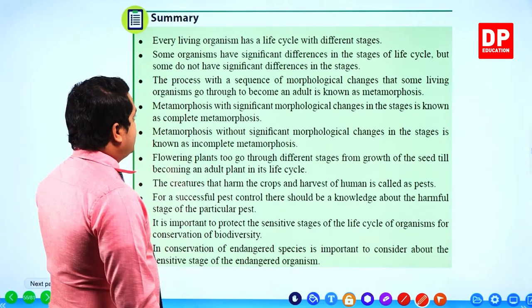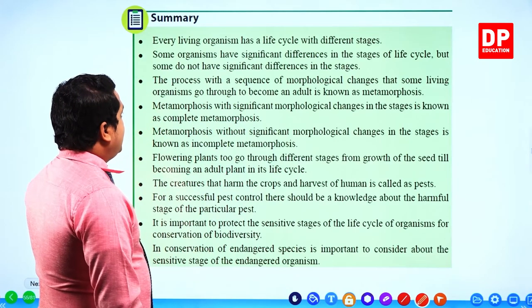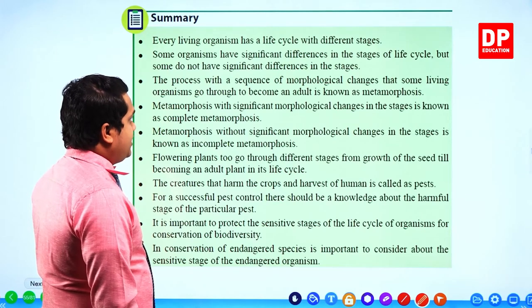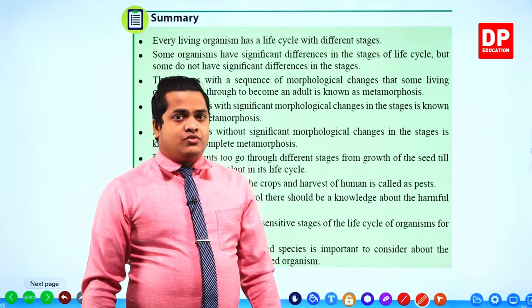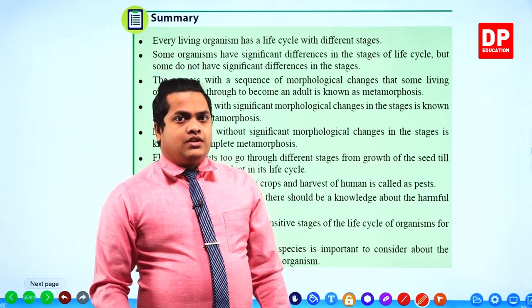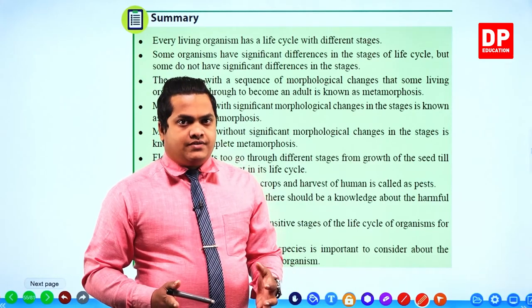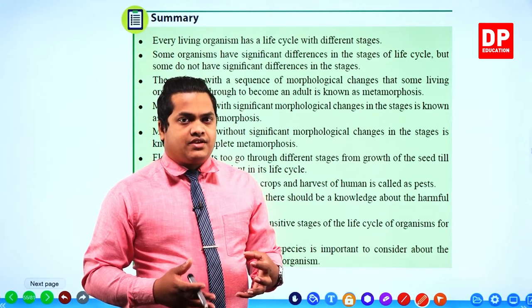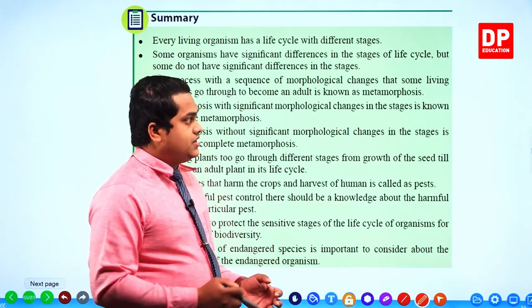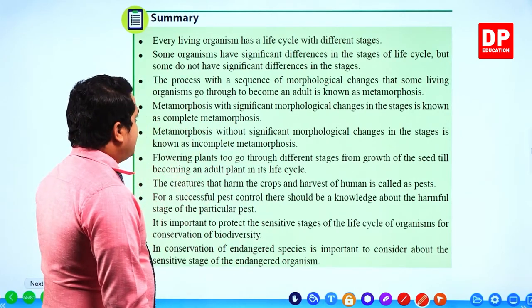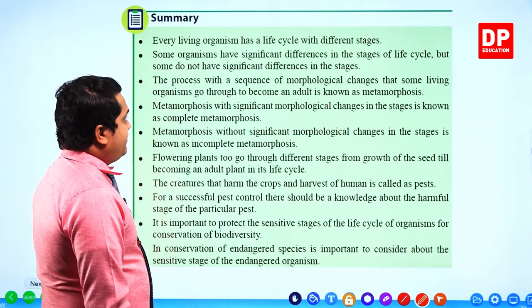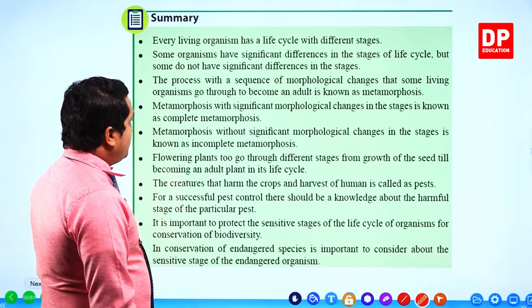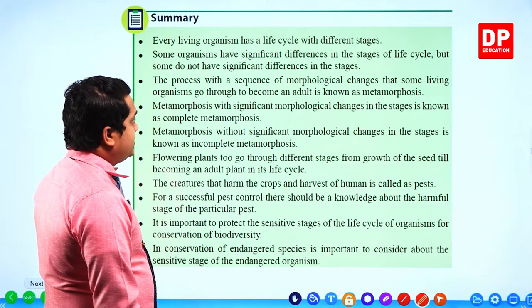First of all, we studied that every living organism has a life cycle with different stages. Each and every organism living on our earth has a life cycle with different stages. Some organisms have significant differences in the stages of their life cycle, but some do not have significant differences in the stages.